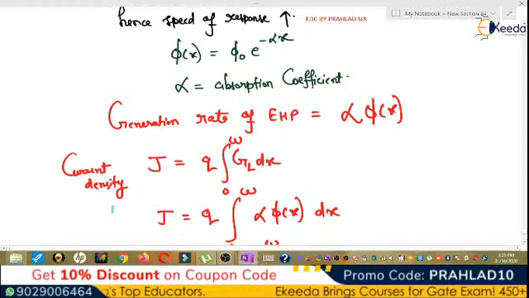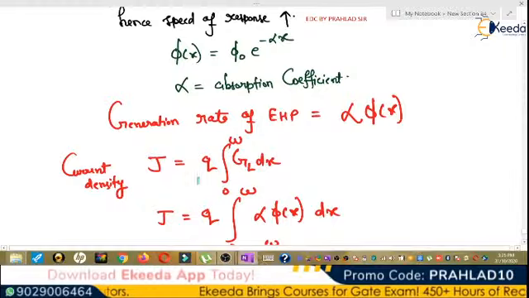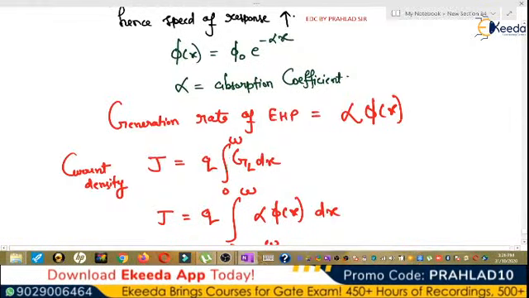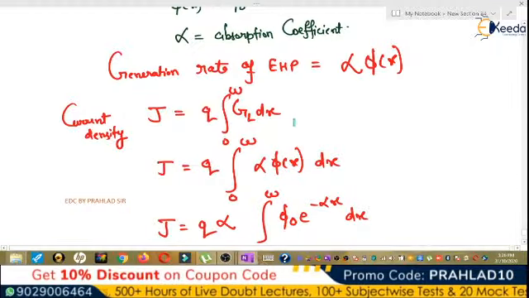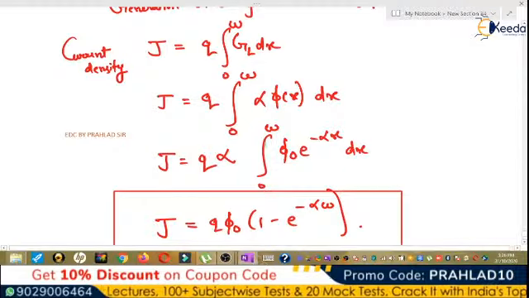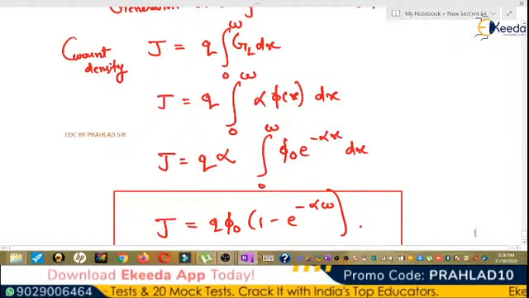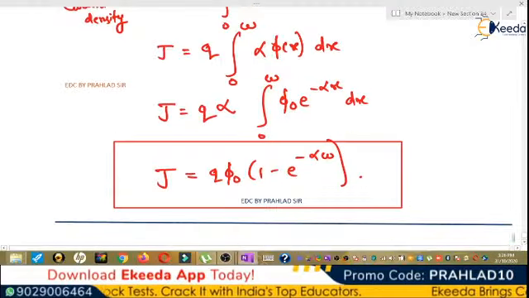So the current density J is Q times the integral from 0 to W of the generation rate G_L dx. So it is Q times the integral from 0 to W of alpha phi(x) dx. The value of phi(x) is phi naught e to the power minus alpha x. So it is Q alpha times the integral from 0 to W of phi naught e to the power minus alpha x dx. So it is Q phi naught, we will take common here, times 1 minus e to the power minus alpha W.